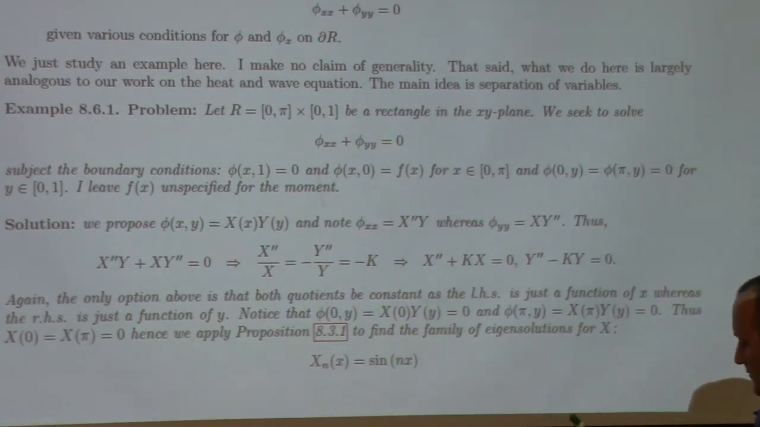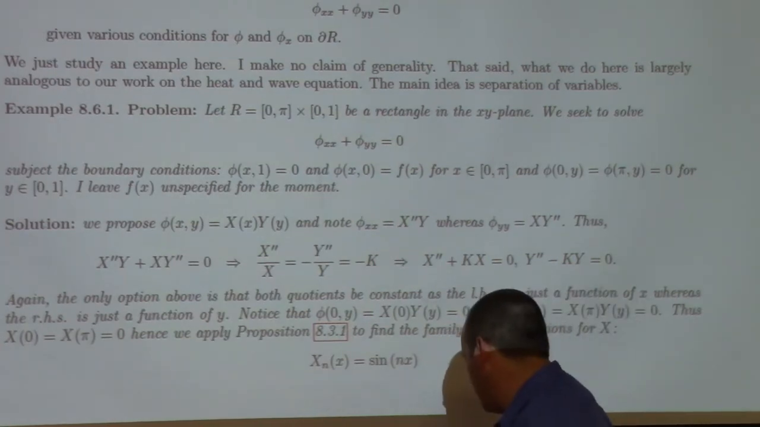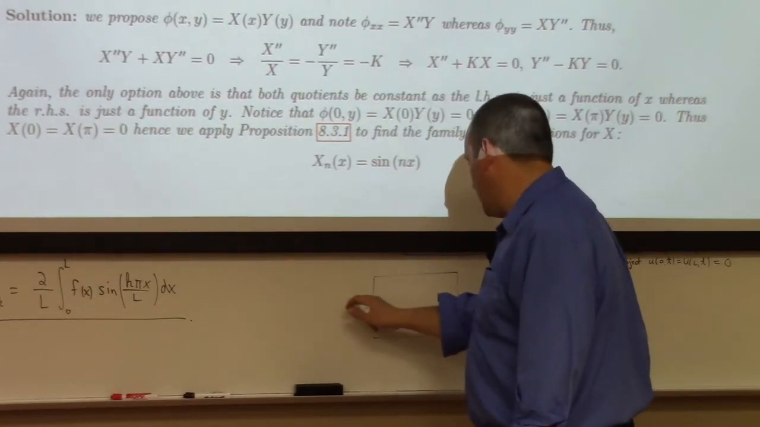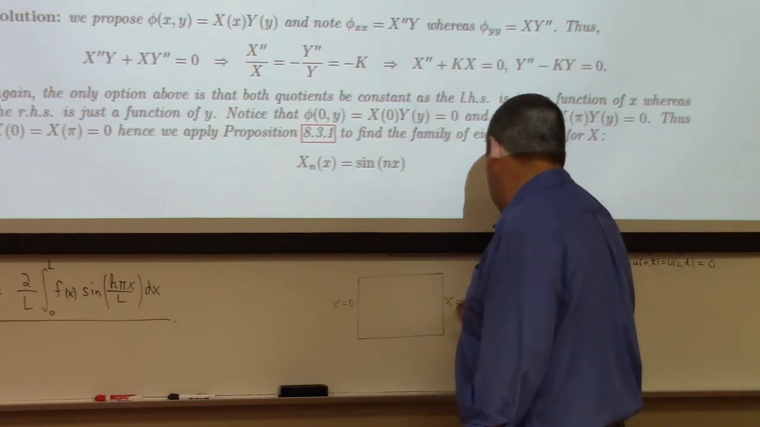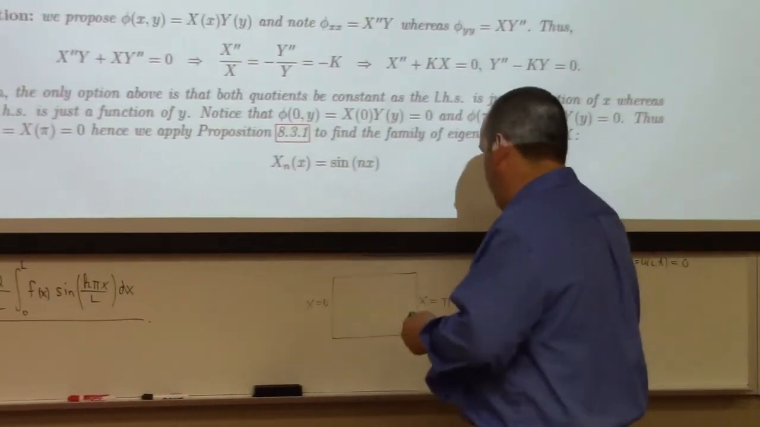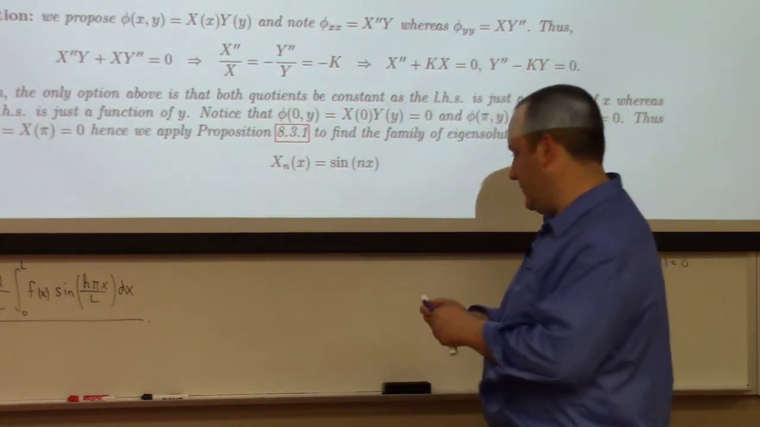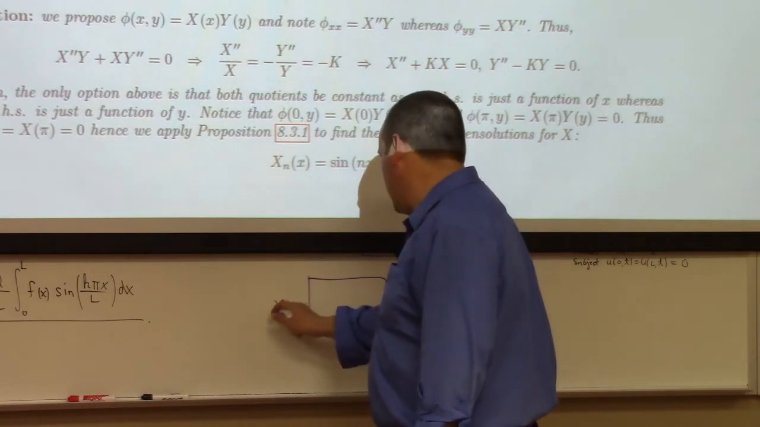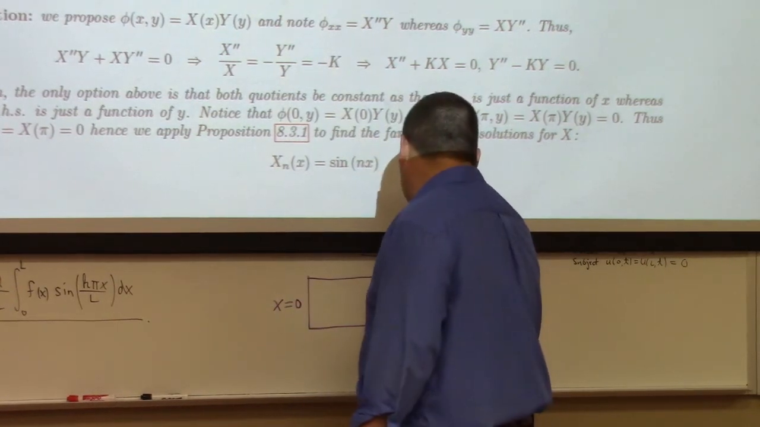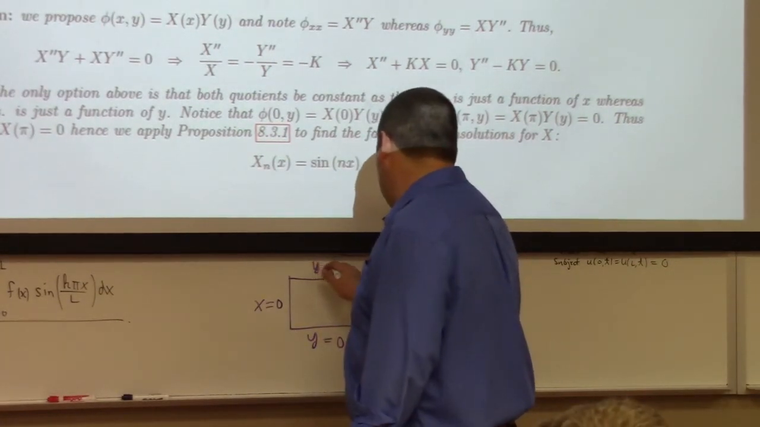So what that looks like in a picture, it's good to have a picture here. Bailey, can we see this? So here is x equals 0, here's x equals pi. Y equals 0, y equals 1.